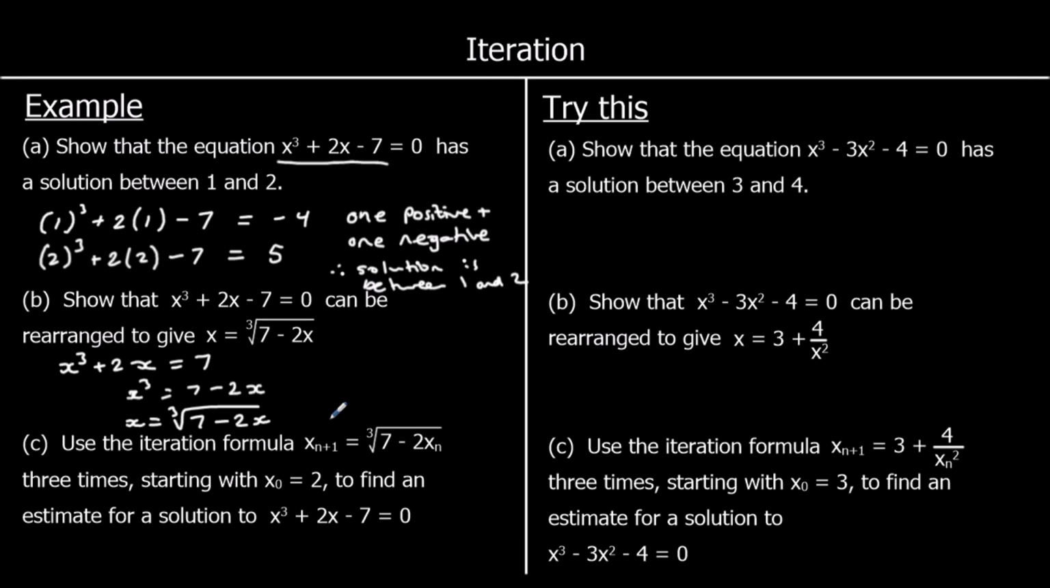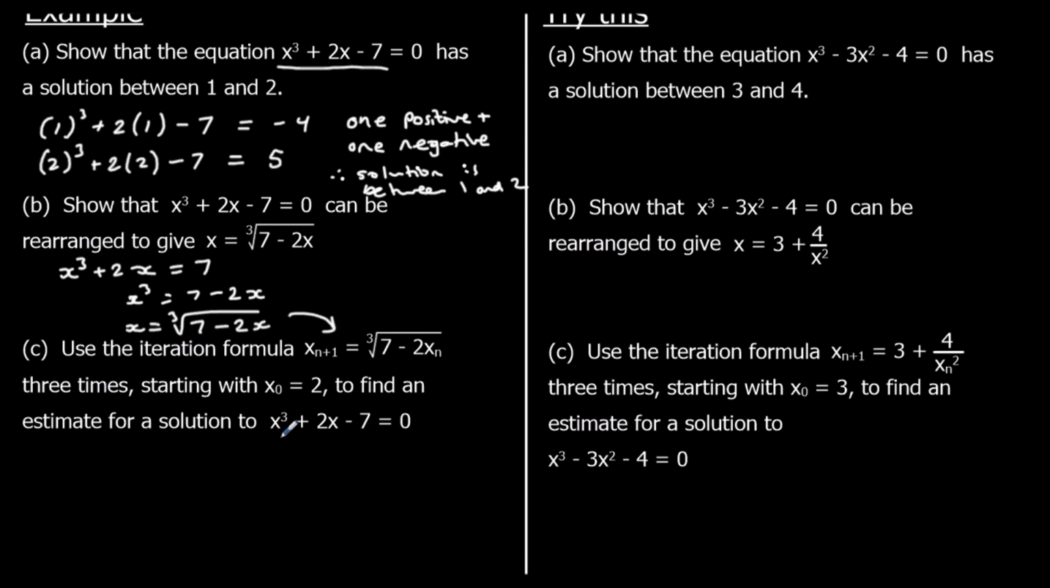And what we've done by rearranging it to get x by itself is we've set up an iteration formula. So you see that this changes into xn plus 1 equals the cube root of 7 minus 2xn, which is the iteration formula. So this becomes the iteration formula in part C, and part C says use it 3 times, starting with 2, to find an estimate for a solution to our equation.